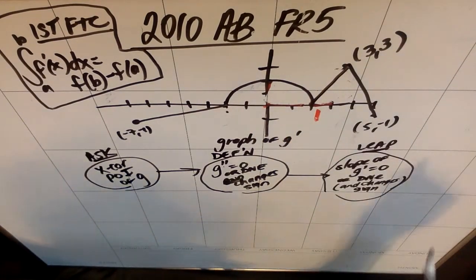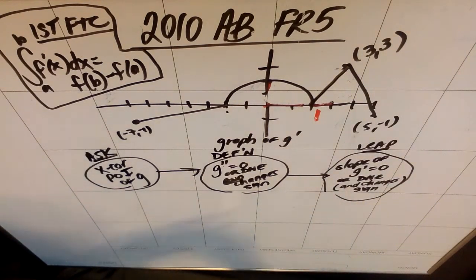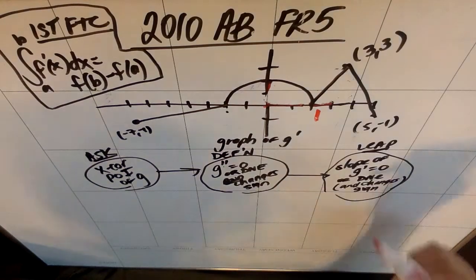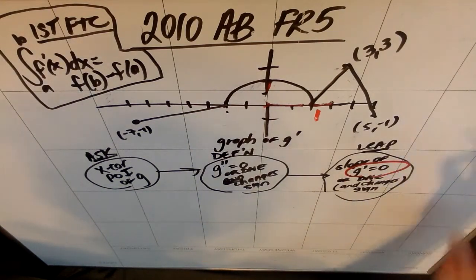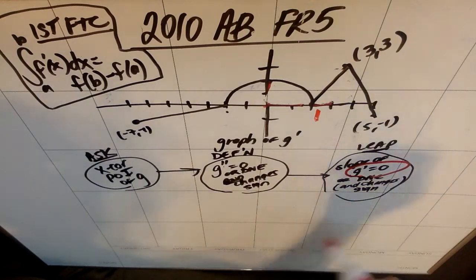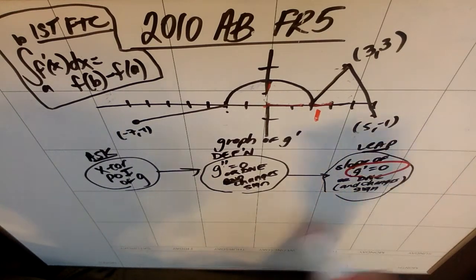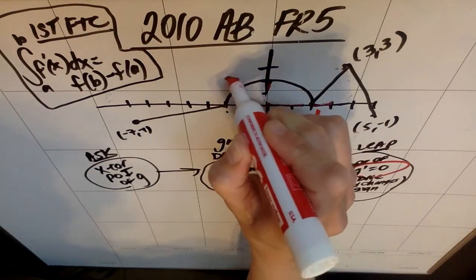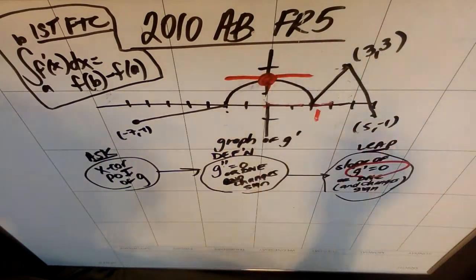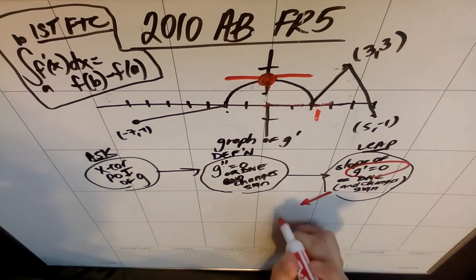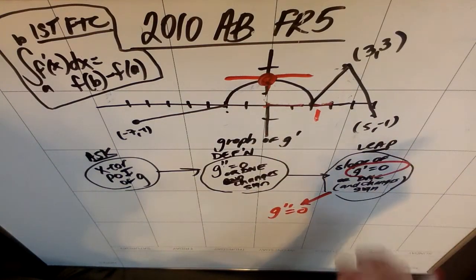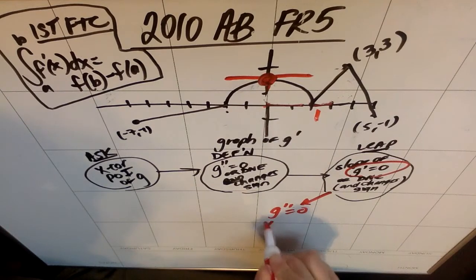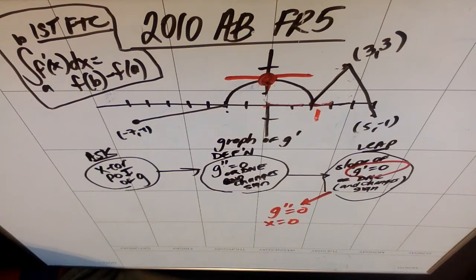Okay, so let's start by finding the places where g prime is 0. Sorry, the slope of g prime is 0, my bad. So the slope of g prime is 0 where this graph, the given graph, has a horizontal tangent. So that's one spot, and that's the only spot. So g double prime equals 0, the slope of g prime equals 0, only at one spot, at x equals 0.